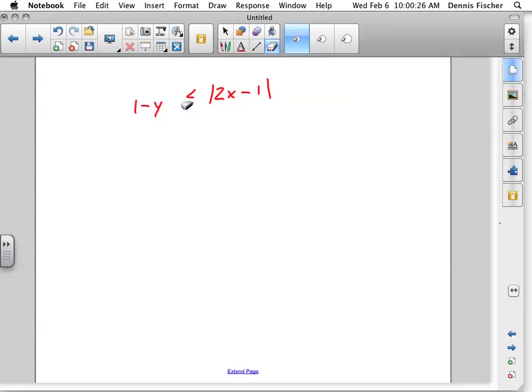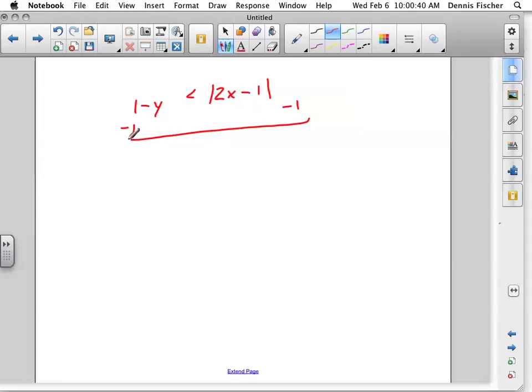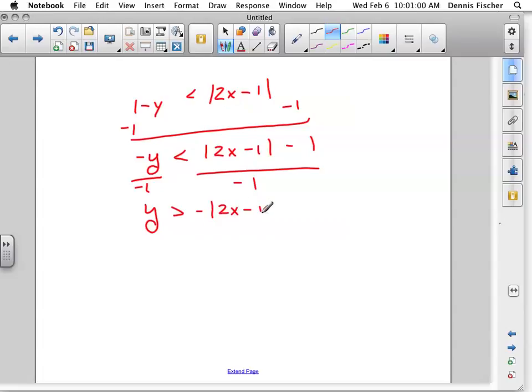So if I was doing this problem, here's my original equation. First, I would probably try to get y by itself. So what would be that first step? Subtract 1. So I'm going to subtract 1 from both sides. So I'm going to get negative y is less than 2x minus 1 minus 1. Then you multiply or divide by -1, and you're going to flip the sign. And so I'm going to get y is greater than negative 2x minus 1 plus 1. So when I divide by a negative, I flip the sign.